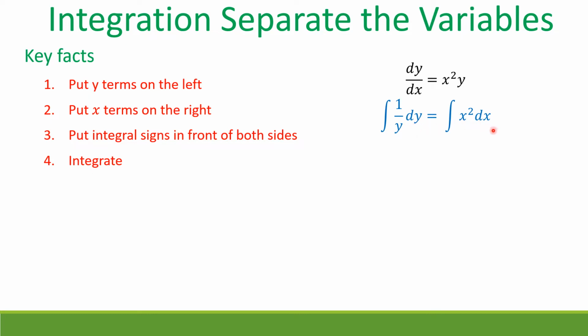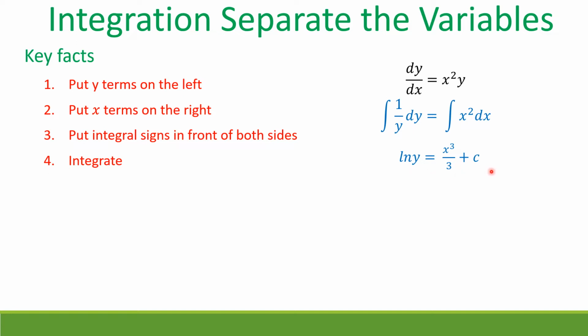Are always on the ends of the expressions. Then we're integrating x squared with respect to x, which is dx. So I've got to integrate 1 over y dy is equal to the integral of x squared dx. From here, I can integrate the left-hand side and the right-hand side. So the left-hand side integrates to ln y. The right-hand side, add 1 to the power, divide by the new power, which is x cubed over 3 plus c. And that is how we integrate using separating the variables.